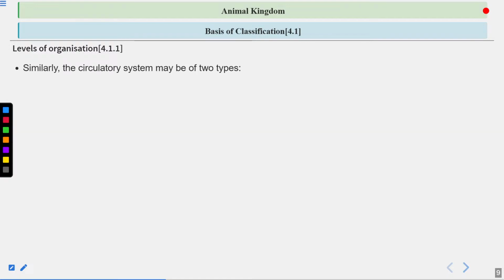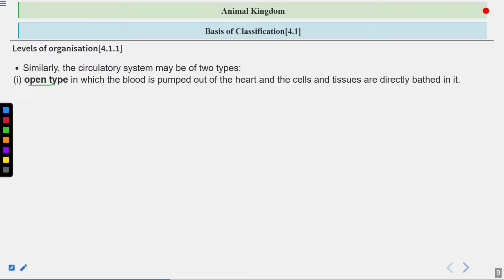Similarly, think about the circulatory system. This is also of two types. Open type, in which the blood is pumped out of the heart directly onto the cells and tissue. The blood comes out from the heart and is poured all over the cells and tissue.